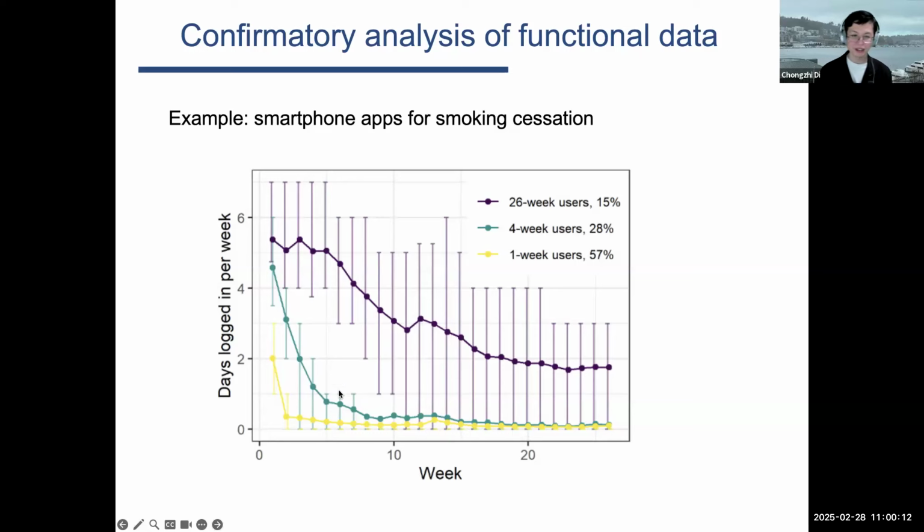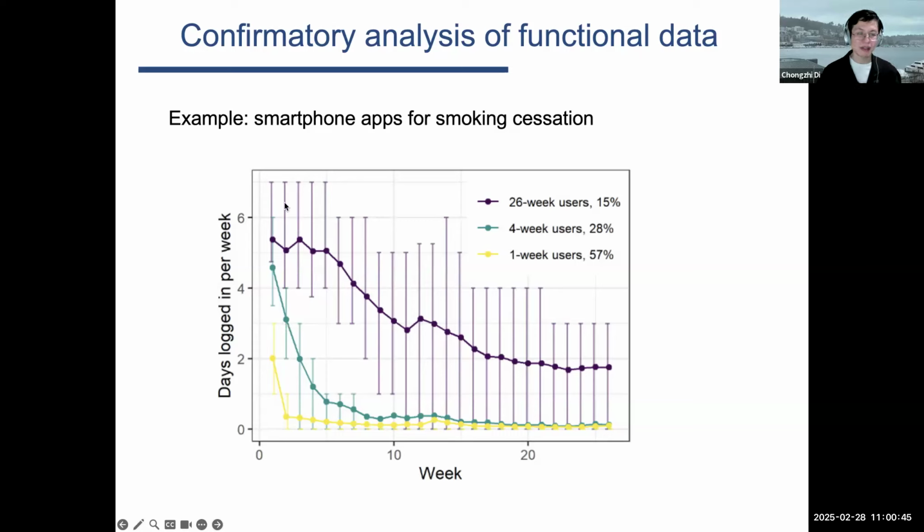And then the last group, we call them 1 week users. So even at the beginning, they only use the app about 2 times per week. And then in the second week, it's already dropping to very low levels, maybe 0.3, 0.4. And then in the third week, it gradually dropped to no usage very quickly. So this is how we get the 3 types of trajectories.